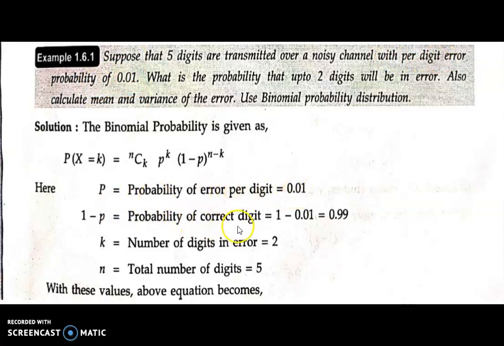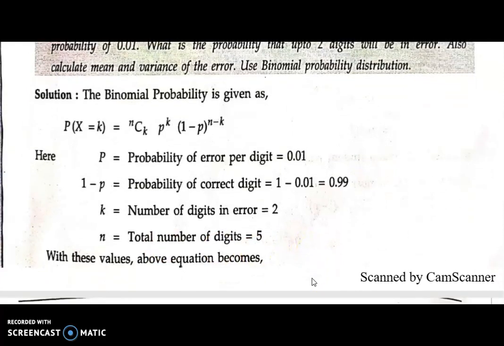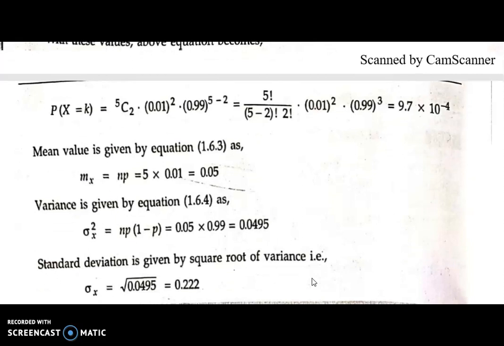The probability of a correct digit will be 1 minus p, which is 0.99. k is the number of digits. They are asking you to find the probability with 2 digits in error. So k is equal to 2 and n is equal to 5. Now substitute in the equation: the probability of X is equal to k, nC2. Then you will get here p is 0.01 whole power 2, and 1 minus p is 0.99 whole power n minus k. Here, what is this? 5C2. It is 5 factorial divided by 5 minus 2, that is 3 factorial, into 2 factorial. Multiply all the values, you will get 9.7 into 10 power minus 4.